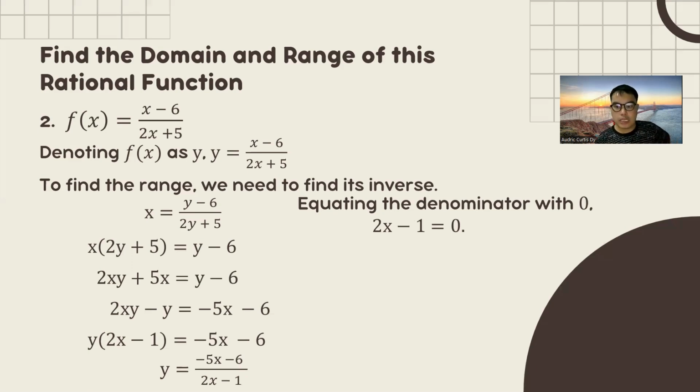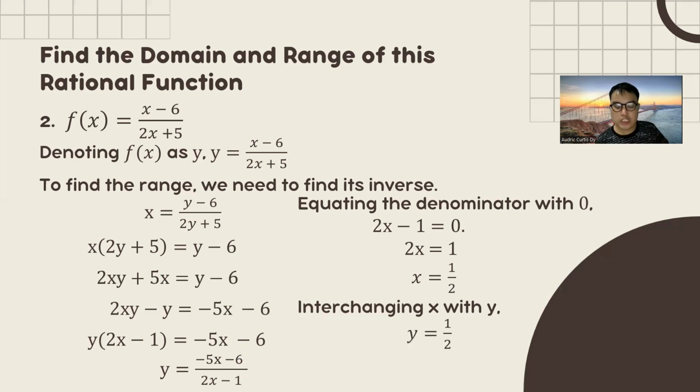So, it means to say that your x is equal to 1 half because the negative 1 has been transposed to the right side, making itself to become 1. Then, dividing both sides by 2. So, it will become x is equal to 1 half. Okay, so we're going to interchange x with y. Okay, so y is equal to 1 half.